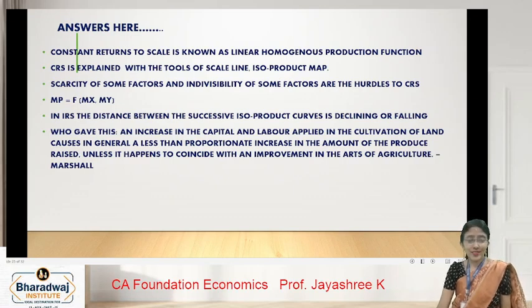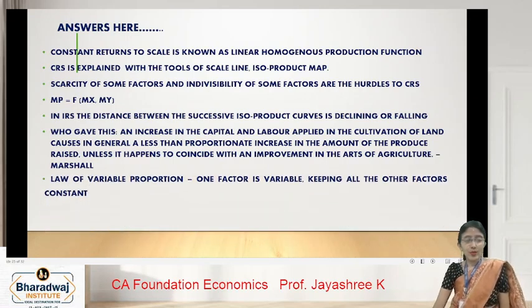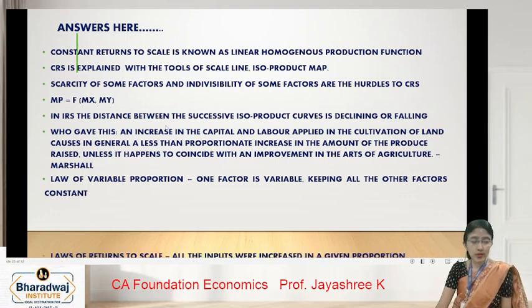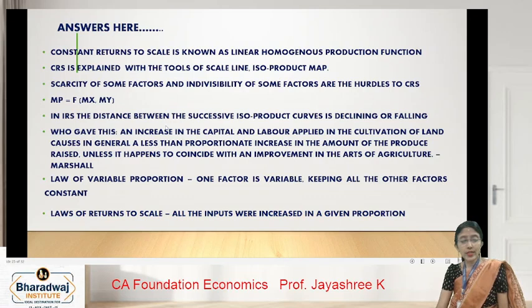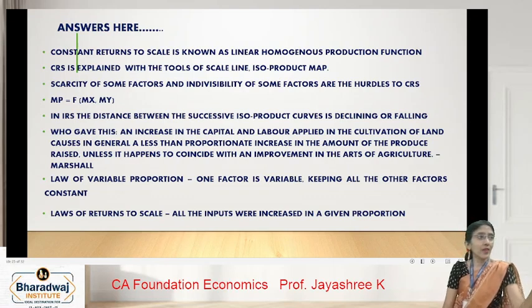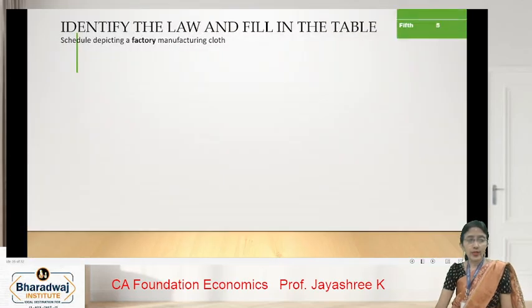Okay. So the answer is law of variable proportion: one factor is kept variable. See, study this part very clearly. One factor is kept variable, all others are fixed. That is law of variable proportion. Laws of returns to scale: this is where all the inputs are increased in a given proportion. All the inputs put together is a definition for the term scale. Can you follow that? Yes? Okay.